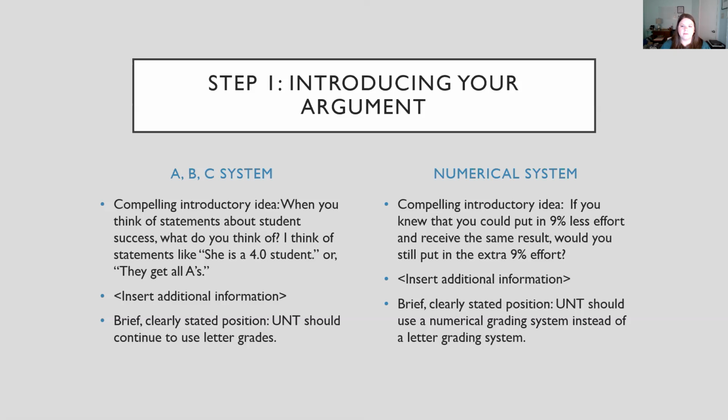And then you would provide a brief, clearly stated position, which would be something like, "UNT should continue to use letter grades." If we flip to the other side, for a numerical system, you would have your compelling introductory idea, which is, "If you knew that you could put in 9% less effort and receive the same result, would you still put in the extra 9% effort?" Then you would insert additional information to support your main idea. And then you would state a clear position, which is, "UNT should use a numerical grading system instead of a letter grading system." So two different ideas, the same format to go with both of them. They're competing ideas, but they're highlighting different things.